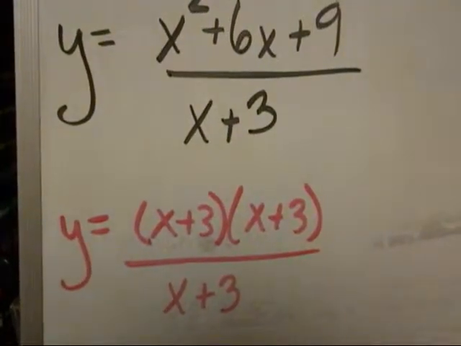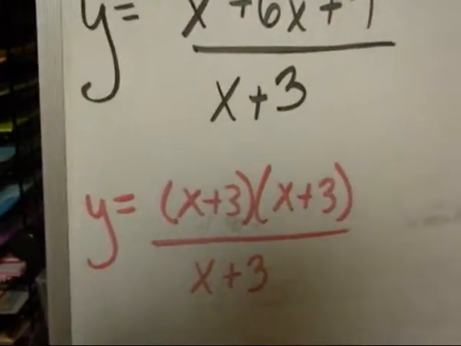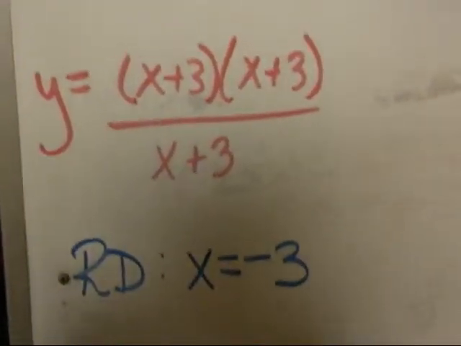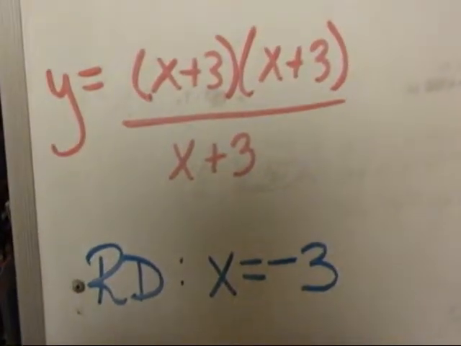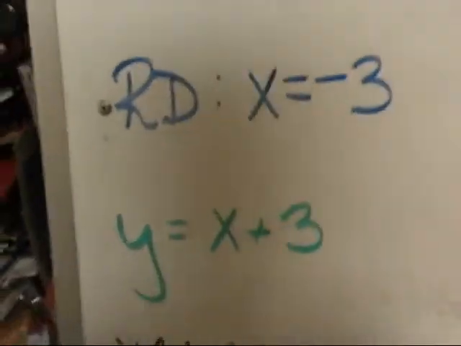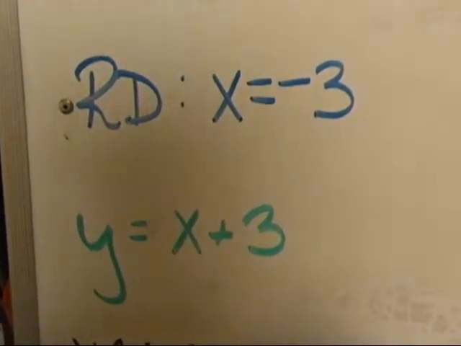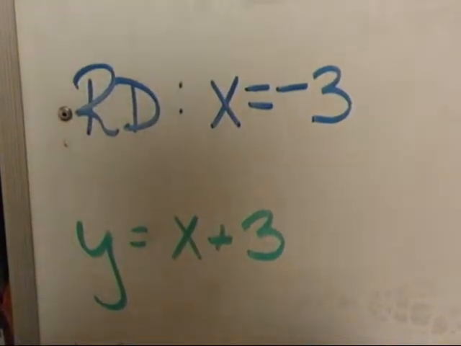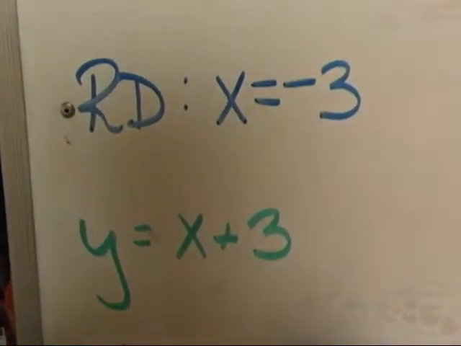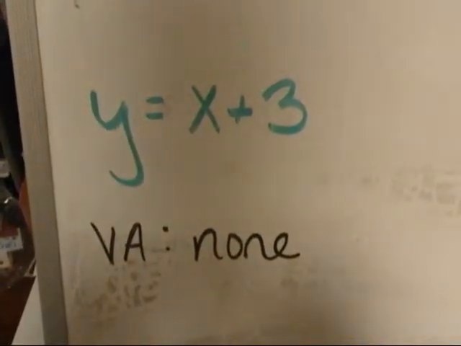That tells me I have a removable discontinuity. I have the same thing at the top and the bottom. Set x plus 3 equal to 0, and we've realized that we have a removable discontinuity at x equals -3. After removing that, my function now looks simply like y equals x plus 3. I recognize that. It looks like slope-intercept form, y equals mx plus b. So I have a y-intercept at 3 and a slope of 1. There is no vertical asymptote.